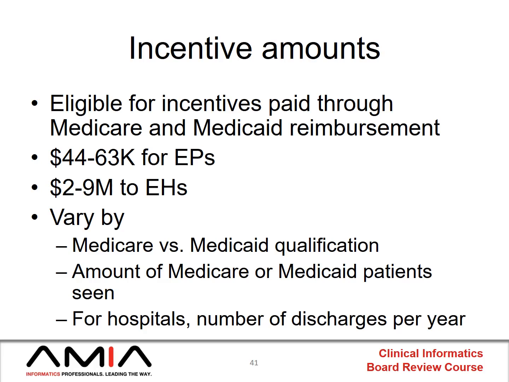The amounts of incentive money vary based on whether one is reimbursed through Medicare or Medicaid. For eligible physicians, the amount of money is from $44,000 to $63,000, and for eligible hospitals, it's $2 to $9 million. These amounts vary, again, whether they come through Medicare or Medicaid. They also vary depending on the proportion of Medicare or Medicaid patients seen, and for hospitals also vary based on the number of discharges per year.